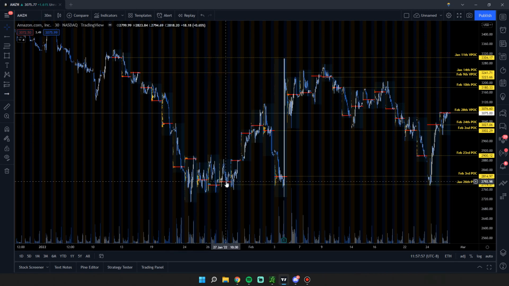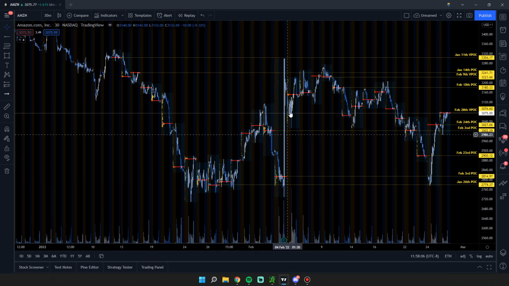So we have a POC here and a virgin POC here. So a few days go by, stock price comes back down, I get filled on my last 50 million here, and then it just gaps up overnight.